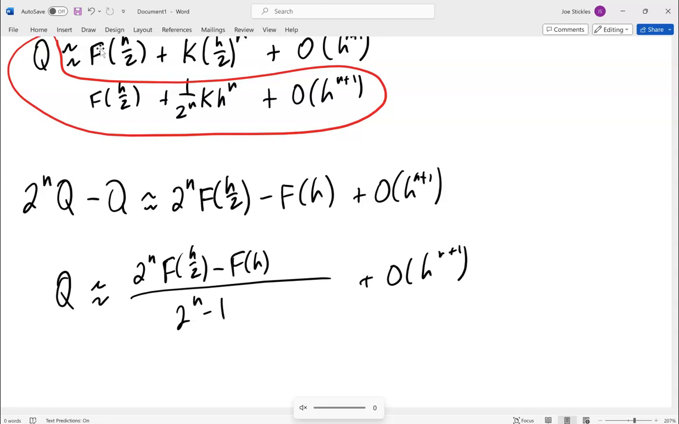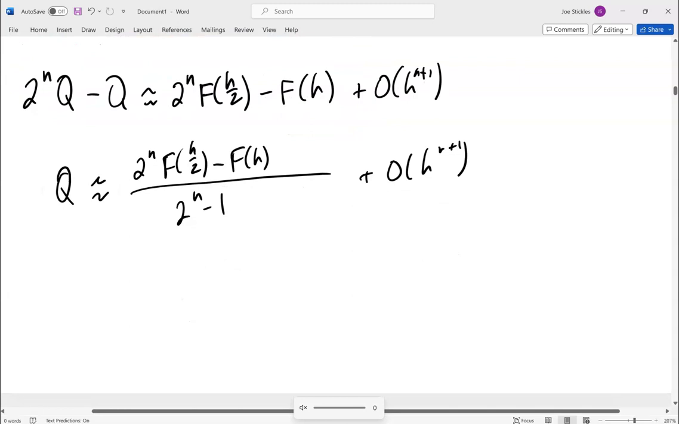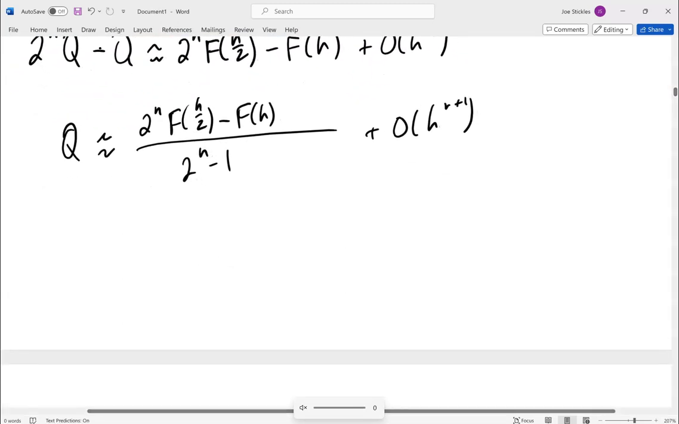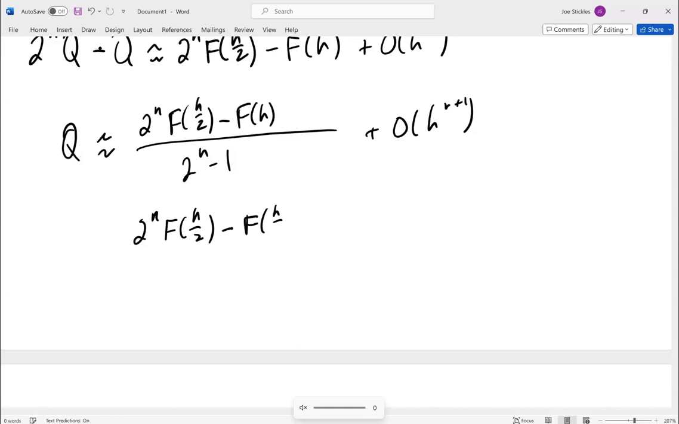Okay. I can rewrite this and kind of give a word description of this approximation. It might help a little bit. Let's add and subtract f of h over 2 on the top. So I'll do minus f of h over 2 plus f of h over 2. Oops.